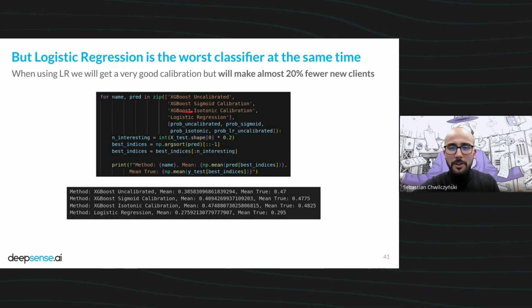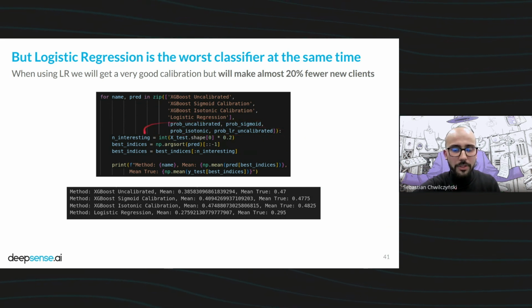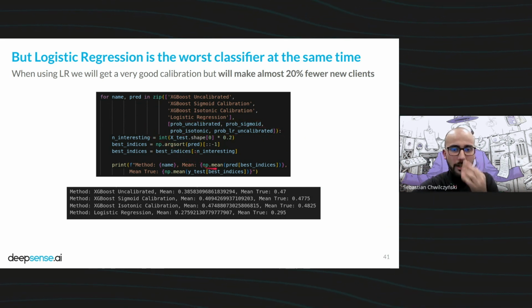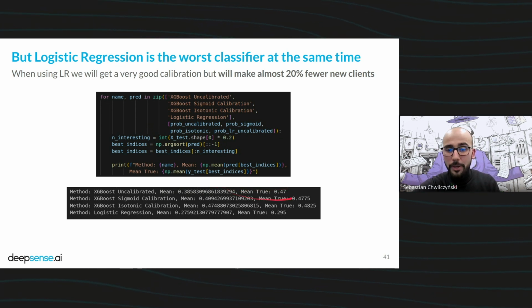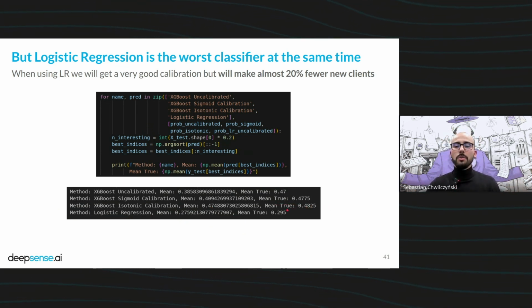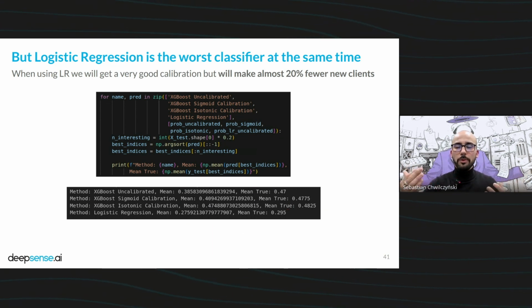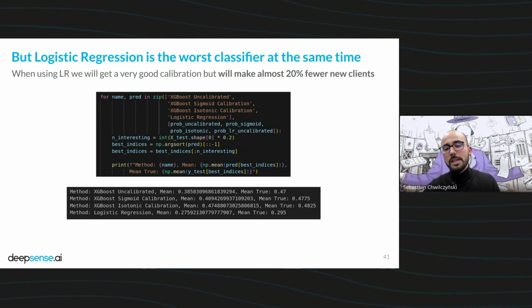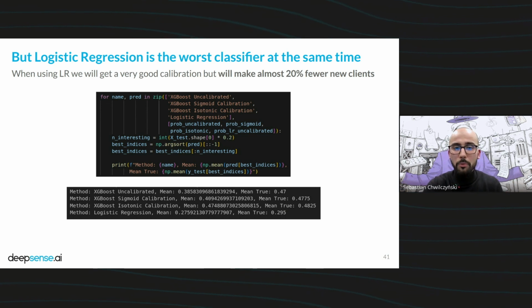We iterate over all the models we trained and do the same. We calculate the predicted mean of the model and the true mean. We see logistic regression predicted 28%, and the true mean is 29%. So it's well calibrated, but we get many fewer customers than we potentially could get. And XGBoost with isotonic calibration gets many more clients, so we will get more sales, and it was also better calibrated. So here we looked at the problem from two viewpoints, calibration but also performance. We should be looking from the two viewpoints.